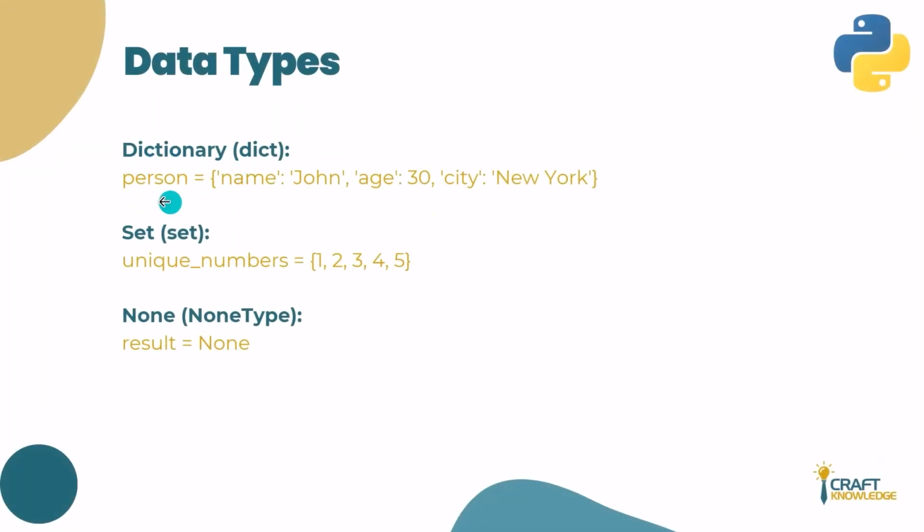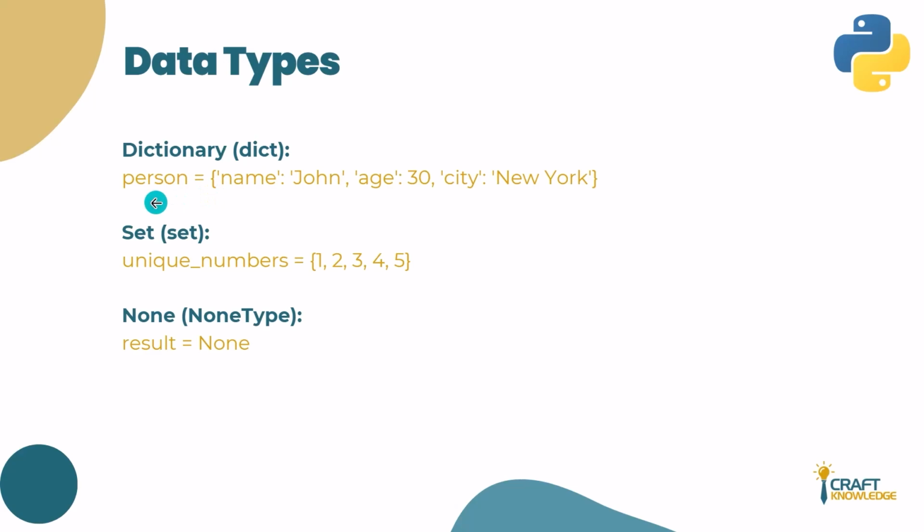We have dictionary, where we can store multiple values in pairwise fashion. For example, name colon John. So now name is going to be the key and John is going to be the value. Age colon 30, so age is going to be the key and 30 is going to be the value.